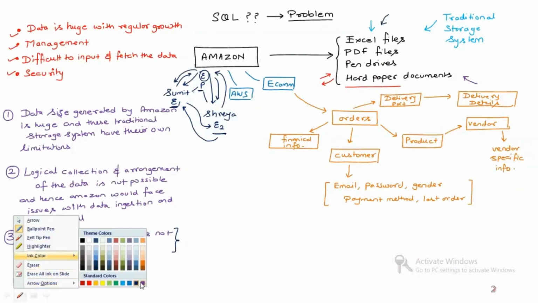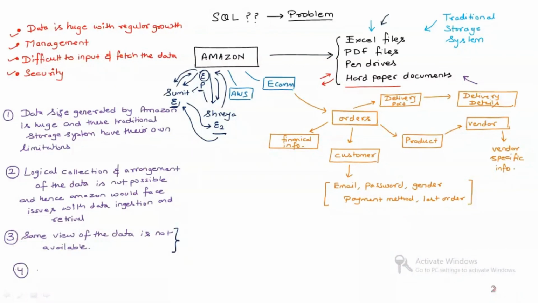Now, the other problems, which are very simple to understand and general, are time loss, because it will take time to input the data, to retrieve the data, and to search the data. And another is data security. That is something everyone can understand. So here you can understand the kinds of problems that a company, or any company, would face if they prefer to use these traditional storage systems.